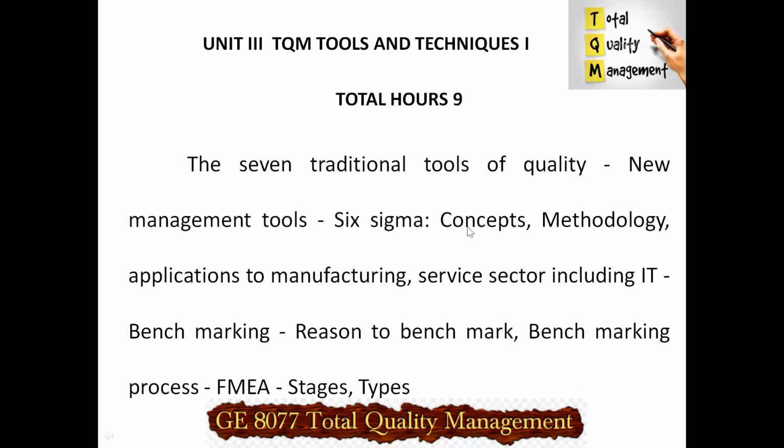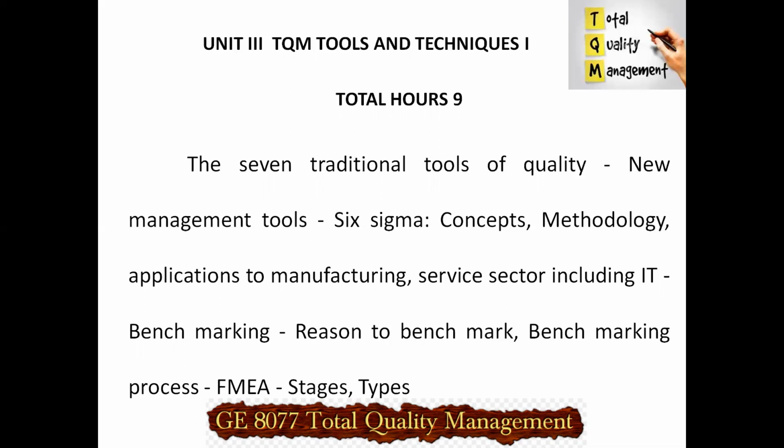That is Unit 2. Unit 3: for achieving quality, we need some tools. So the seven traditional tools of quality. Then on the management side, the new management tools. Then Six Sigma: concepts, methodology, and application to manufacturing and the service sector, including IT. In Six Sigma, we know that if you are making 10 lakh components, only 3.4 components may go out of the limit. How to achieve that? That is a separate concept.